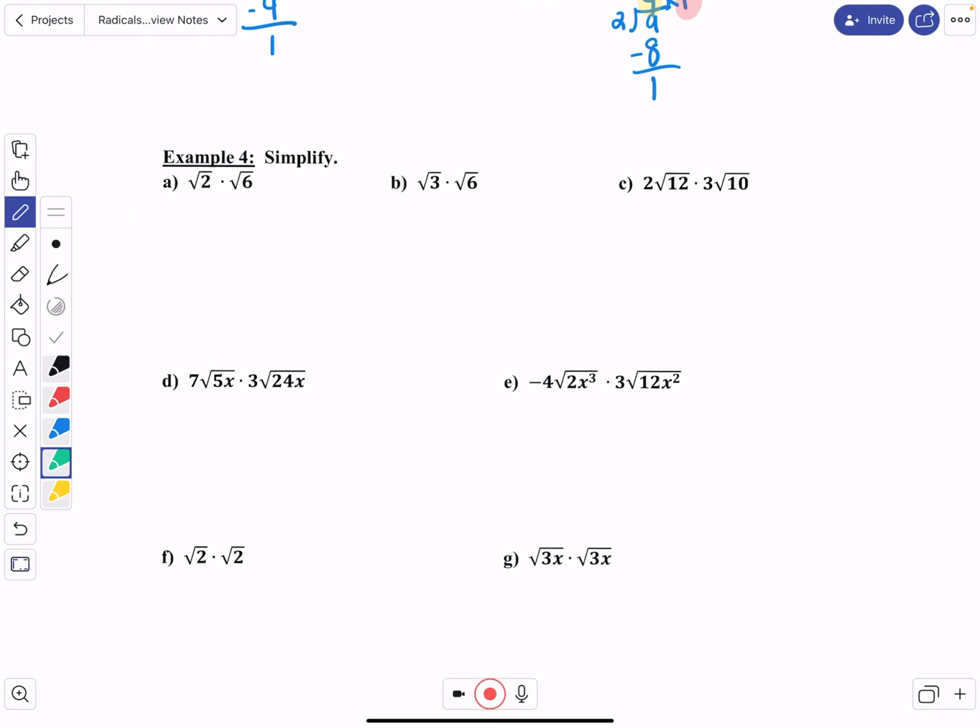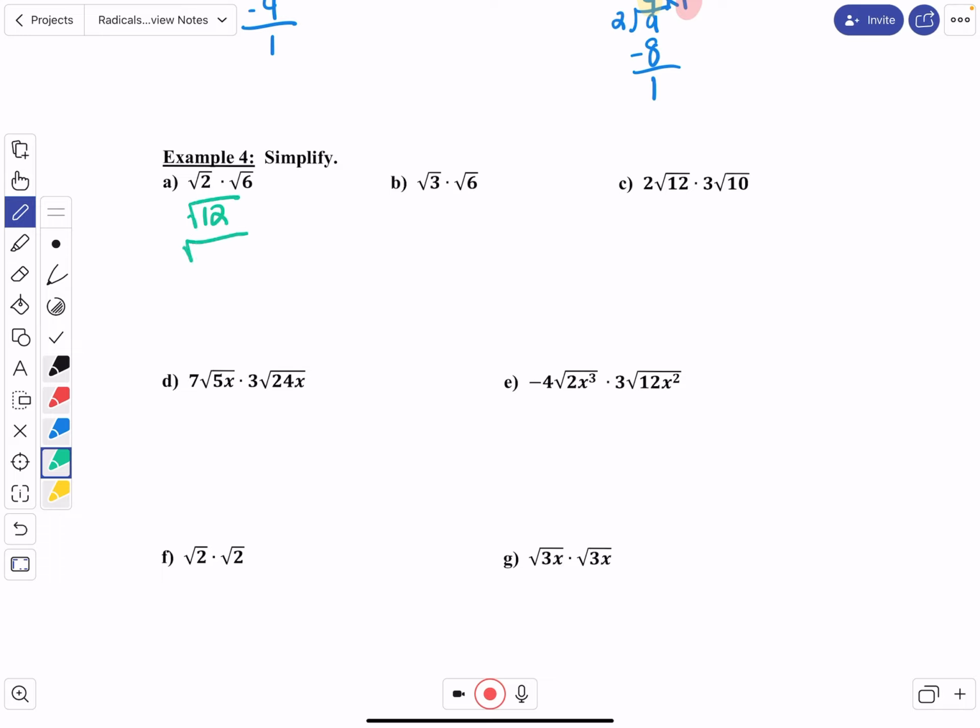All right, so what you want to do here is you want to multiply your radicals. If it's inside a radical, you can multiply them. If it's outside a radical, you can multiply them together. But you can never multiply something that's a radical and something that's not a radical. Okay, so for our first one, 2 times 6 we can multiply. We'll get 12. And then now we simplify 12.